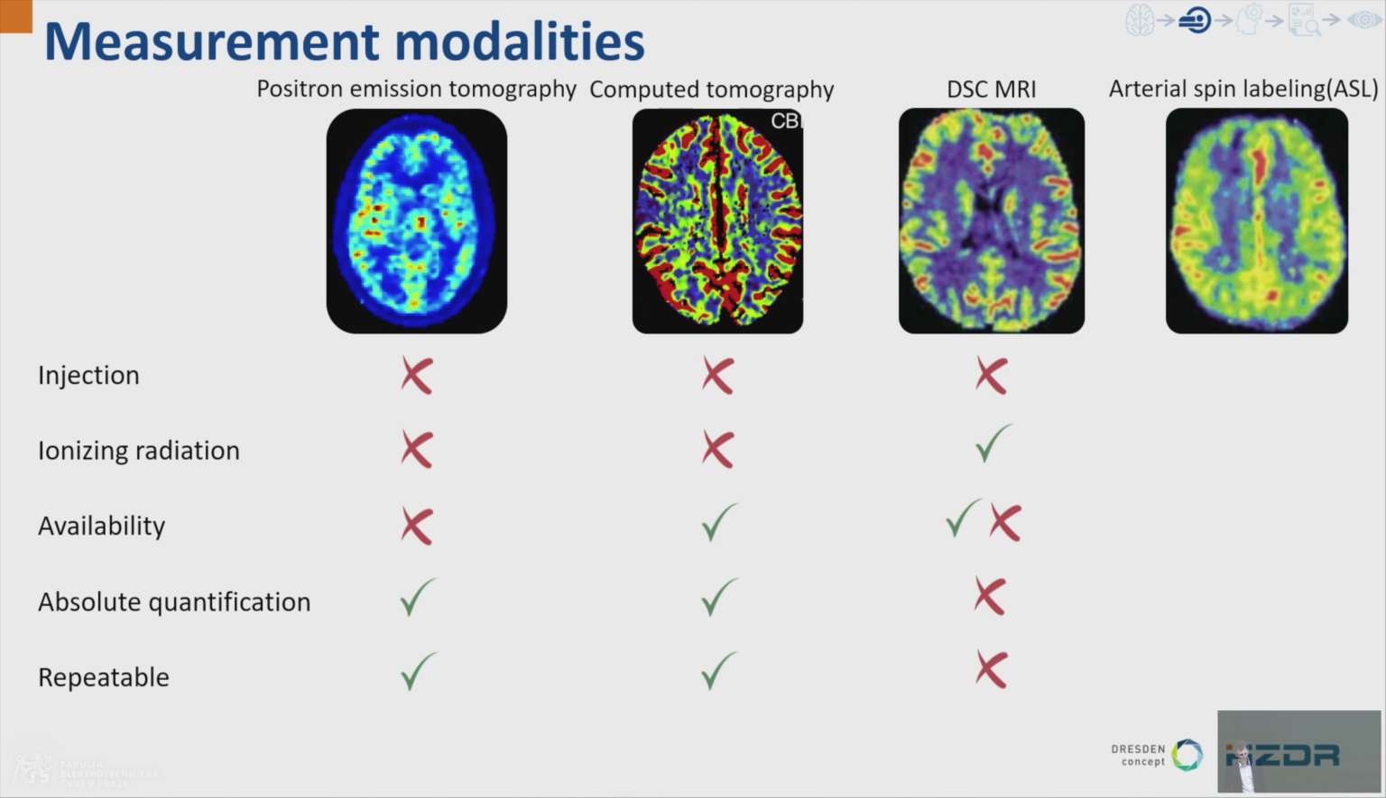So this is where arterial spin labeling comes in, as it offers a solution to most of these issues. It's completely non-invasive. It doesn't require injection of any ionizing or non-ionizing tracer. It's widely available, easy to obtain, measure, and repeat, and it provides absolute quantification.